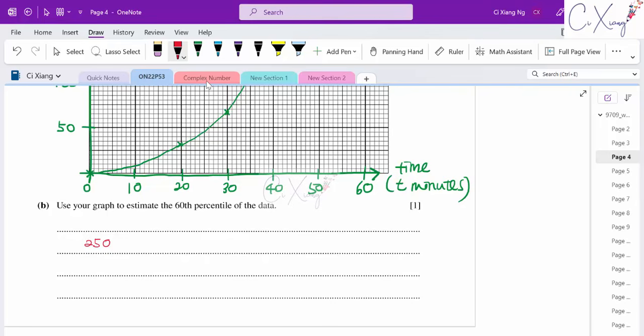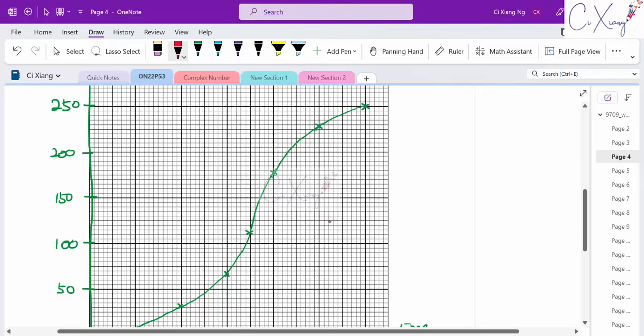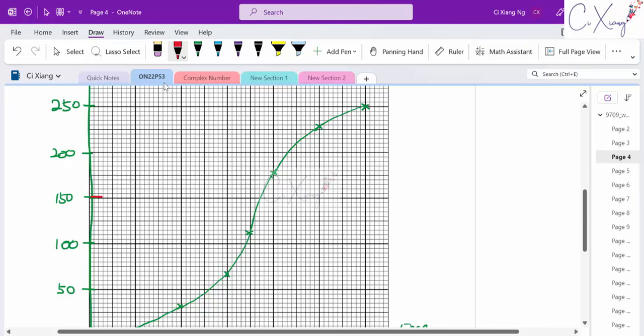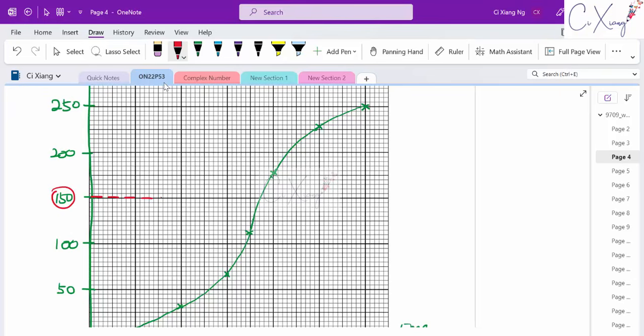The 60th member will be, I need to multiply by 60 and divide it by 100, and I will get 150. So that means I need to read the value from roughly 150 cumulative frequency to read the value for the t. So where is 150? It will be here, and then you can try to draw a horizontal line, starting from 150 to touch the cumulative frequency curve that you sketched just now, and try to read the value from the x-axis.